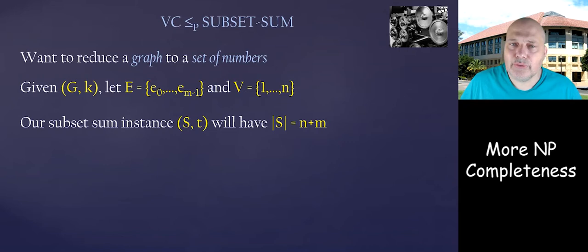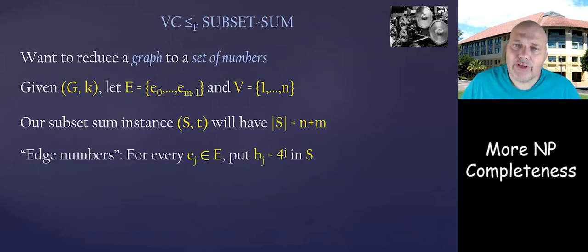So let's see how to create these numbers. We're going to have n plus m, which is the number of edges plus the number of vertices, and this will mean that we are going to have a number for every edge and a number for every vertex. So let's start with the edge numbers. For every e_j, we're going to have the number b_j, which is 4 to the j, in S.